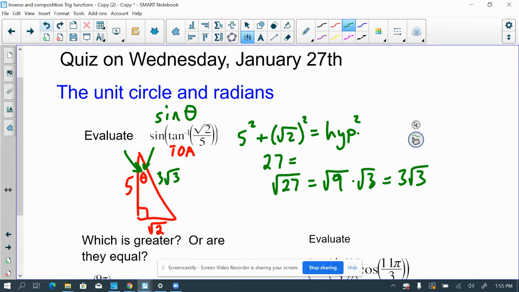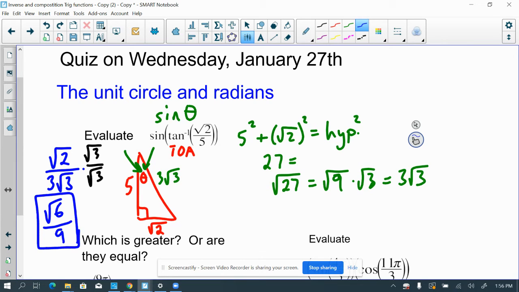So this problem boils down to just a SOHCAHTOA problem. The sine of this theta is opposite over hypotenuse, so it is rad 2 over 3 rad 3. Multiply both sides by rad 3 over rad 3, and I get rad 6 over 3 times rad 9, which is 3. 3 times 3 is 9. So rad 6 over 9 is this answer: the sine of the tangent inverse of rad 2 over 5. In other words, the sine of an angle that happens to have a tangent of rad 2 over 5.